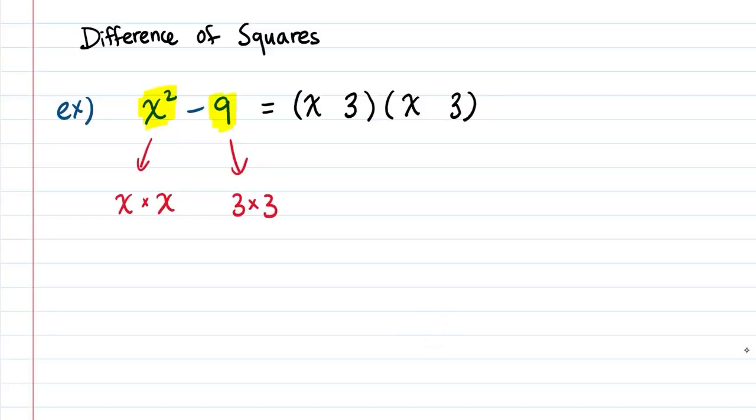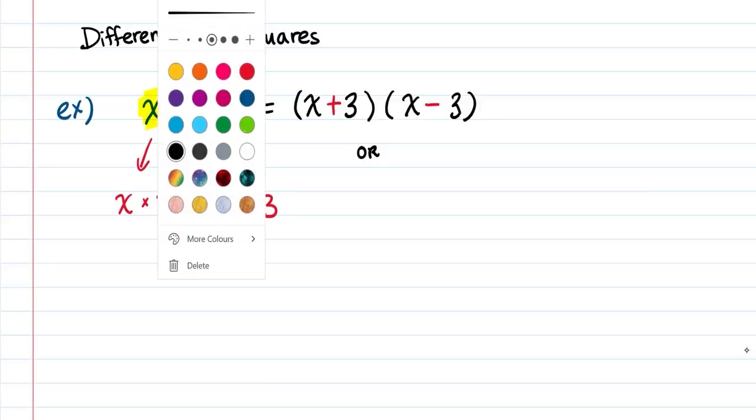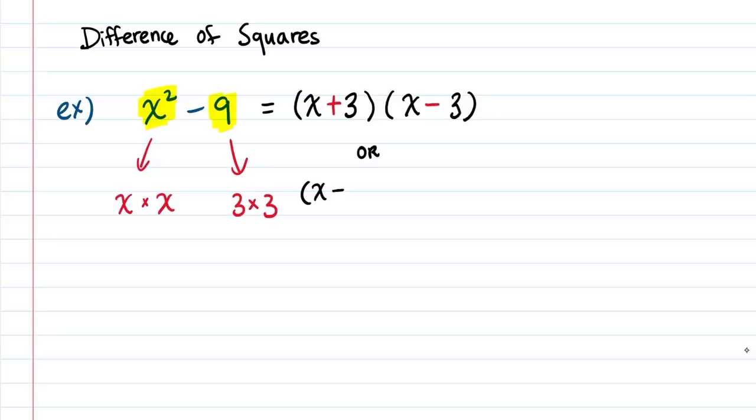But the first one, or the one factor, will take the sum, and the other one will take the negative or subtraction. So this is one way to write it, or if you like to write with the subtraction sign first, then you could also write it as x minus 3 and x plus 3. So order, in this case, the order doesn't really matter. Okay. Let's try another example using difference of squares.